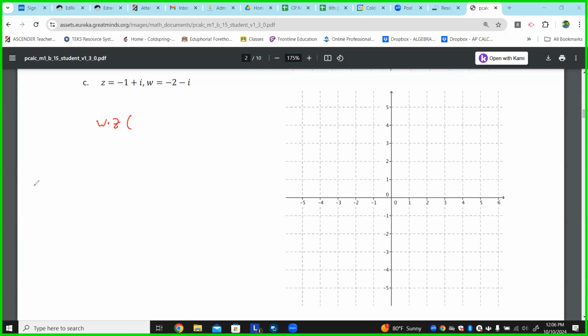WZ. -2 times -1, +2. -2 times i, -2i. -i times -1, +i. -i times +i, -i squared. And this will become what? +1. This is a -1. So this whole thing becomes a +1. So 2 plus 1, 3.